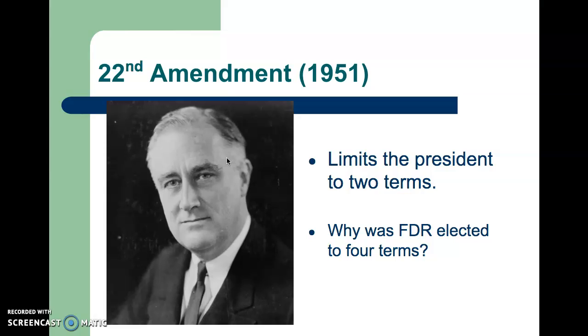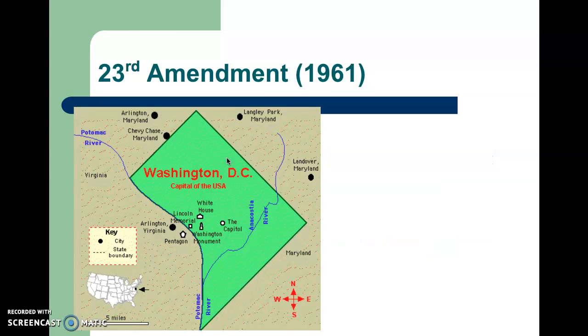22nd Amendment, 1951. Limits the president to 2 terms. FDR is the only president to be elected to more than 2 terms. He was elected to 4 consecutive terms. He was so popular for helping to lead the United States out of the Great Depression and almost all the way to victory in World War II. He probably would have been elected for life if he had not passed away. But 2 terms is probably enough. 8 years in office is a lot.